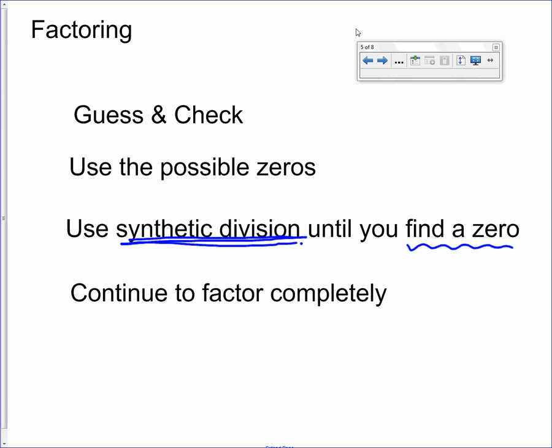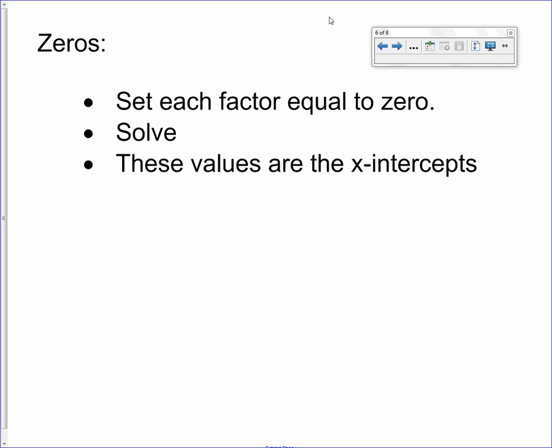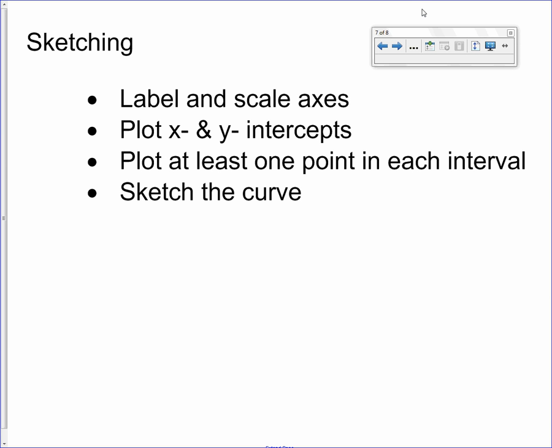Once you've found a 0, you're just going to continue to factor your answer until you have completely factored your polynomial. We will spend more time practicing this in class. Once you have completely factored your polynomial, you will use your factors to find your zeros. You'll set each factor equal to 0, solve, and then that's going to tell you your x-intercepts. Once you have all that information, you're ready to sketch. Make sure that you always label and scale your axes. You will lose points for forgetting to do that.